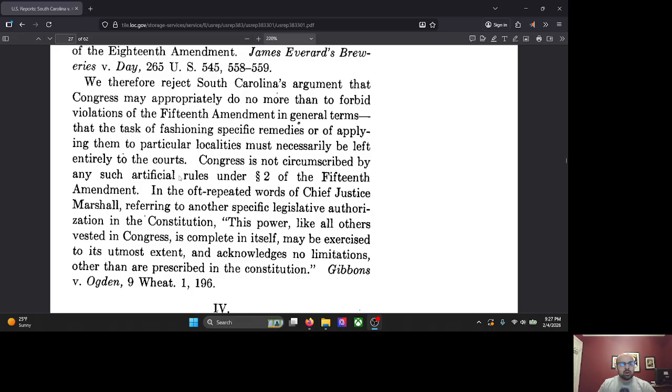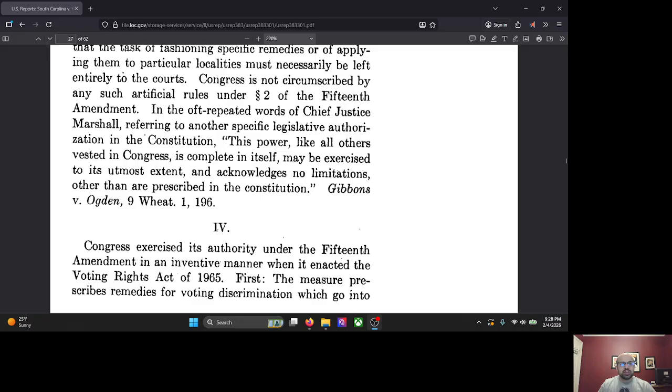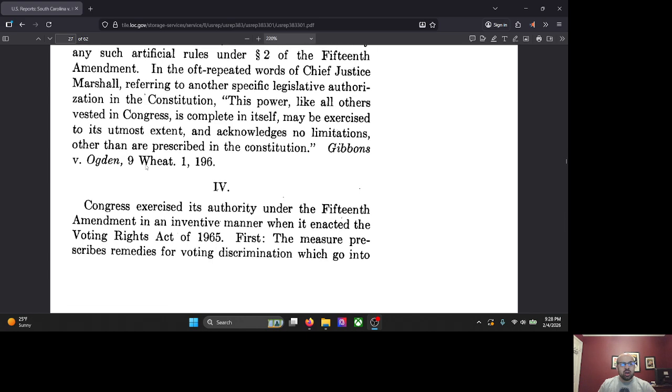Congress is not circumscribed by any such artificial rules under subsection 2 of the 15th Amendment. In the oft-repeated words of Chief Justice Marshall, referring to another specific legislative authorization in the Constitution, this power, like all others vested in Congress, is complete in itself, may be exercised in its utmost extent, and acknowledges no limitations other than are prescribed in the Constitution.